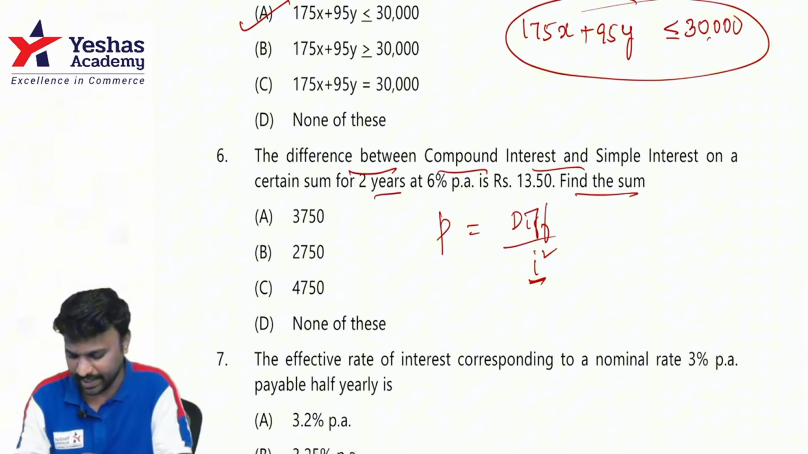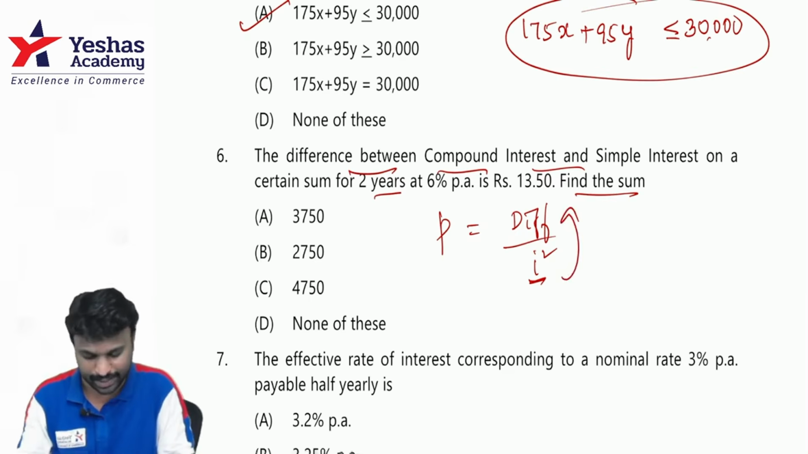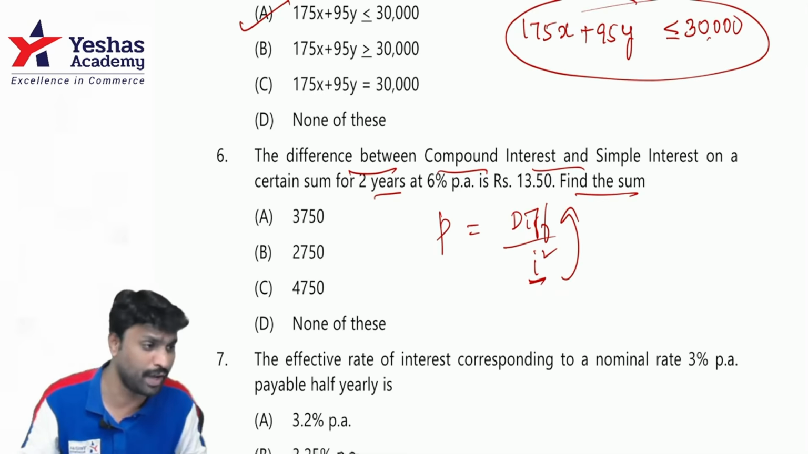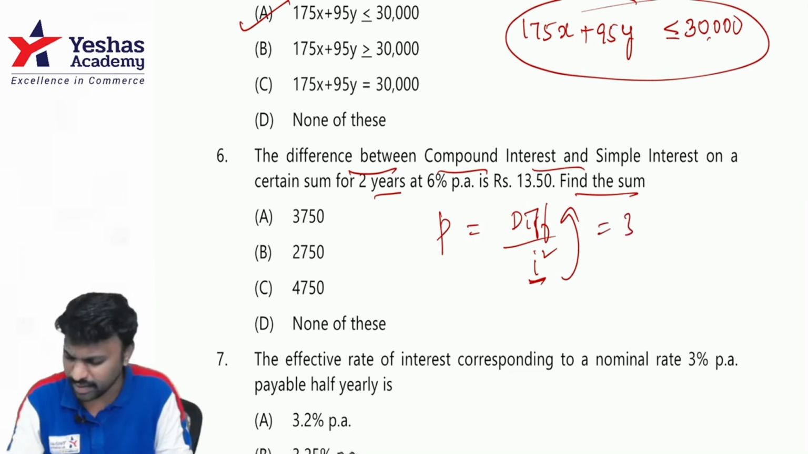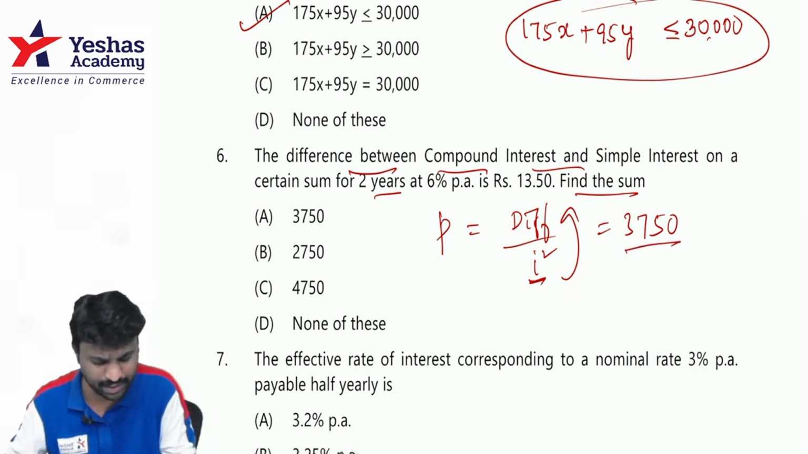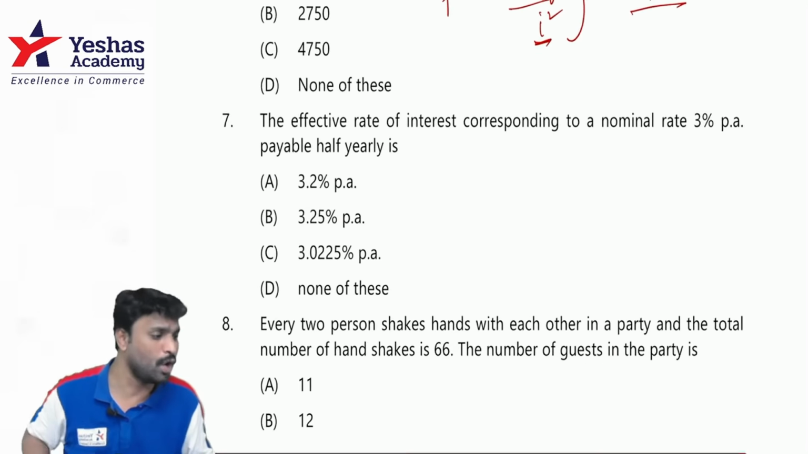First of all, square it and press equal, then take it up. How do you take it up? Divide, press equal, then multiply with the difference, which is 13.5 into 13.5. If you do, you get 3749.999, which is nothing but 3750. Option A is the right answer. Guys, moving on to the next question.